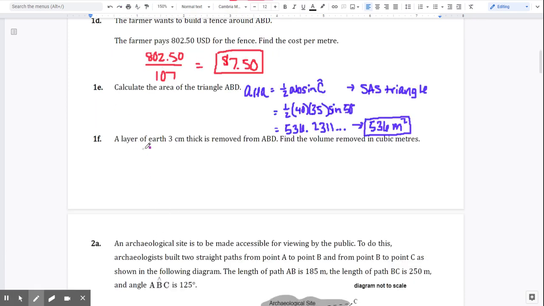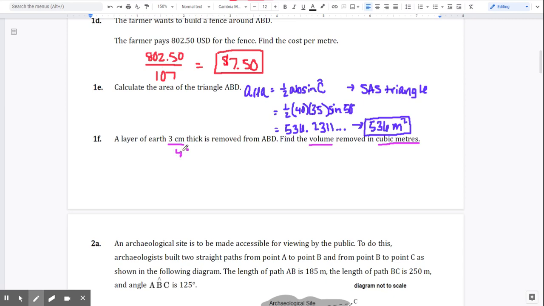And finally, part F: a layer 3 centimeters thick is removed from ABD. Find the volume removed in cubic meters. A couple of different things to point out here. Number one, especially the older IB problems love to sneak in these conversions, so make sure, especially on reviews, that you look out for them. We try to, especially on assessments, bold them for you. But in the reviews, we sometimes miss the bolding.